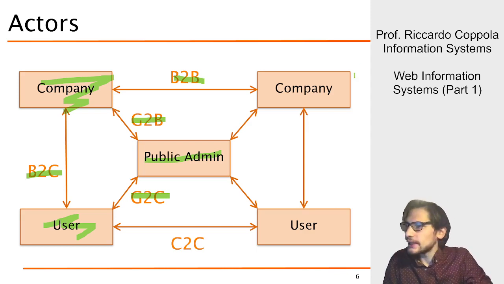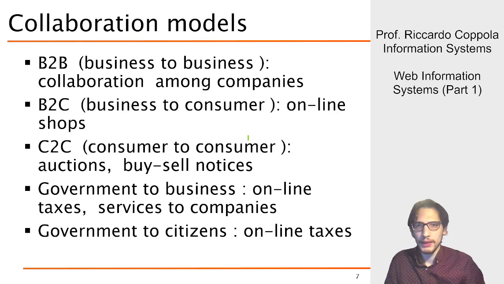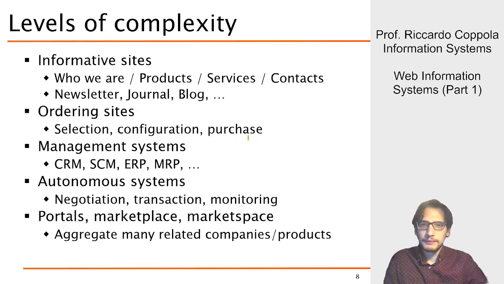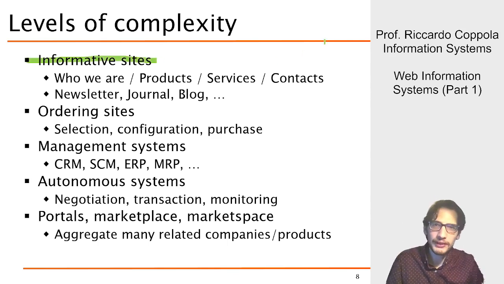In general, when I talk about web information systems, I will have several different types of information systems that will allow some or all of these communications. In general, a web information system can have several different layers of complexity. The easiest ones are the so-called informative sites.